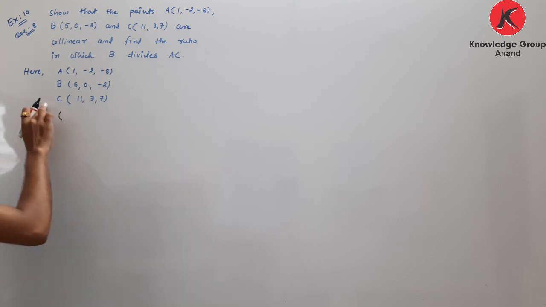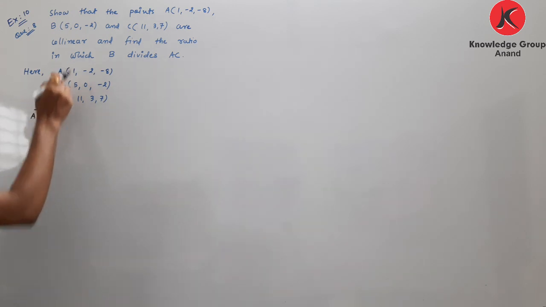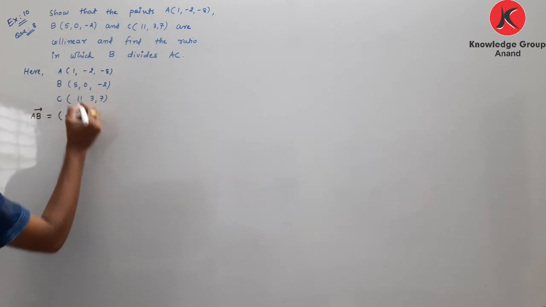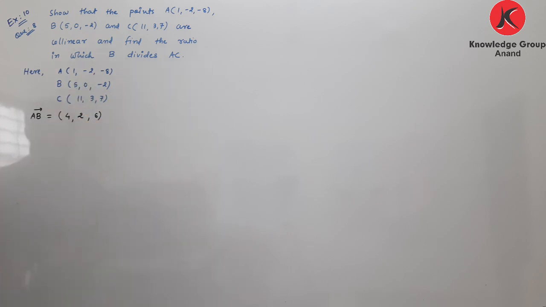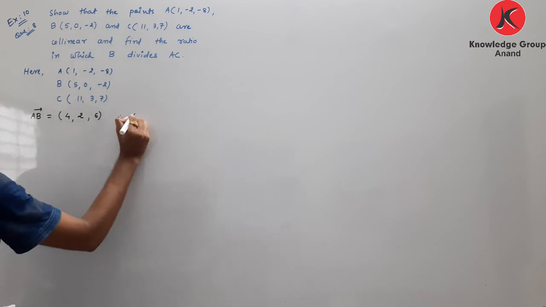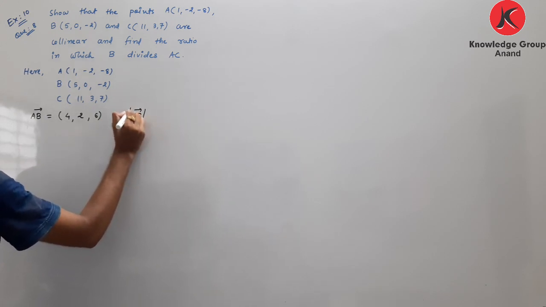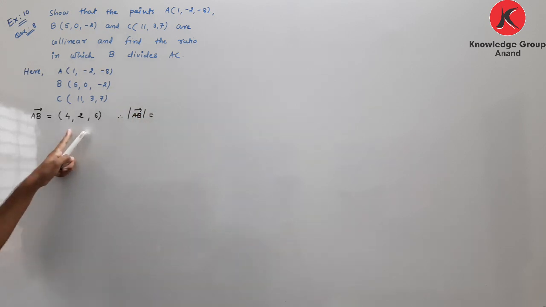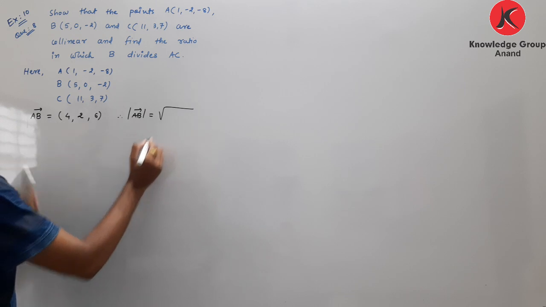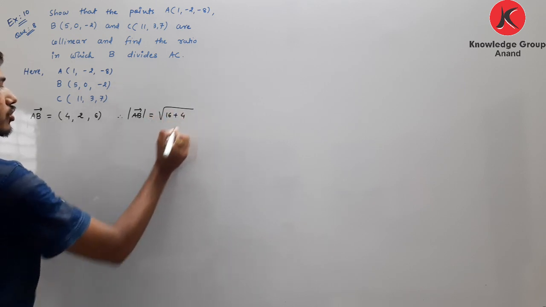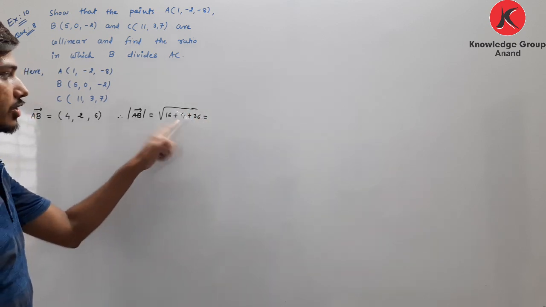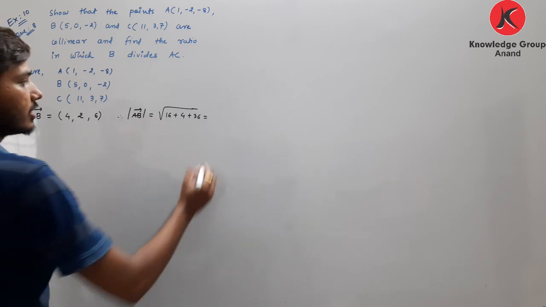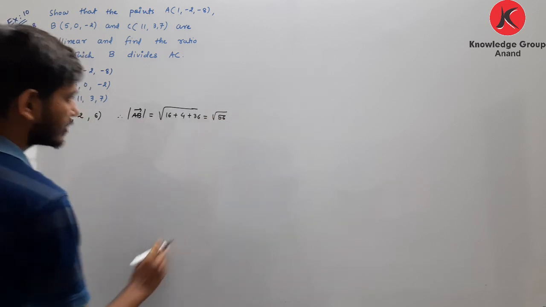Directly calculating also works, or you can calculate the vector first and then take its magnitude. So 5 minus 1 is 4, 0 minus minus 2 is plus 2, minus 2 plus 8 is 6. Okay. Therefore, the magnitude of vector AB equals under root of 4 square 16 plus 2 square 4 plus 36, which is 36 plus 4 is 40, plus 16, under root 56.